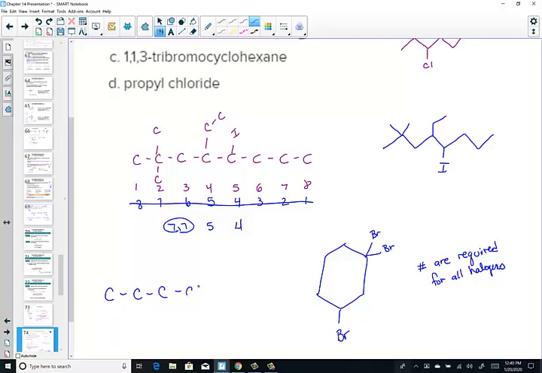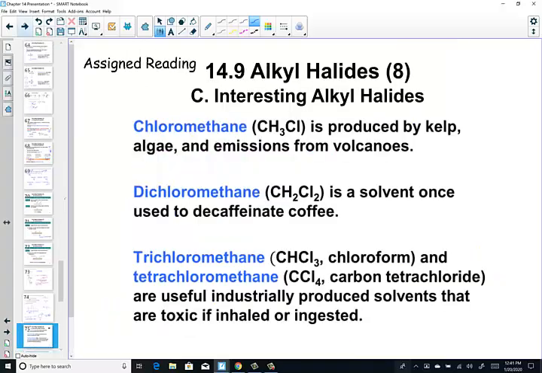And letter D is a common name, propyl chloride. That's just telling me there's a chlorine at the end of a propyl branch. You would call this an IUPAC 1-chloropropane. So there we turned a common name into an IUPAC name. So here you would just have 1, 2, 3 carbons with a chlorine coming off the end. Perfect. Oh, we're doing good work.